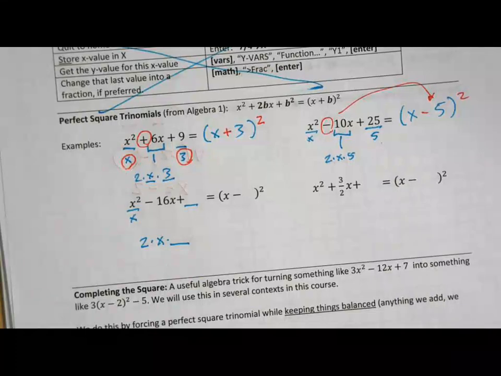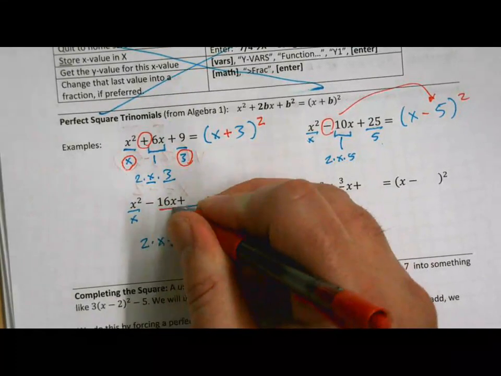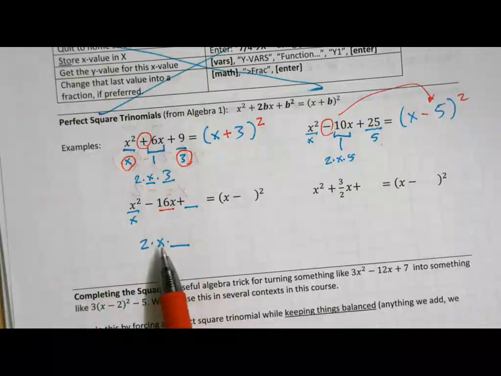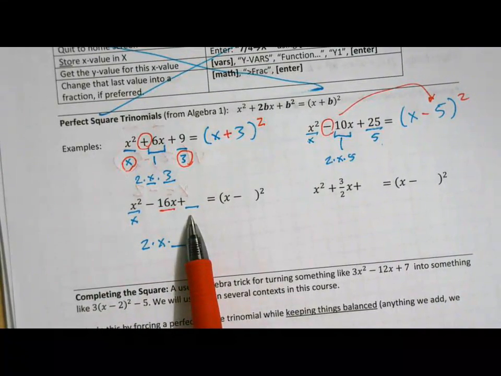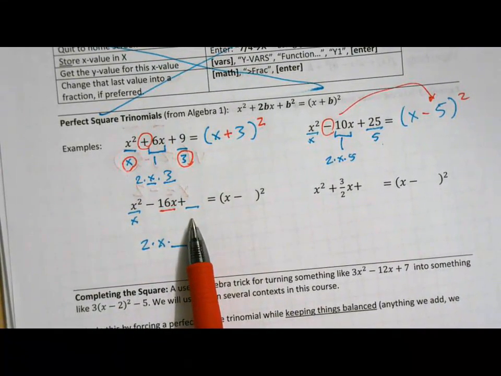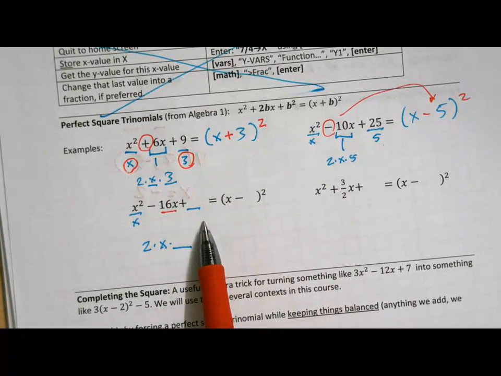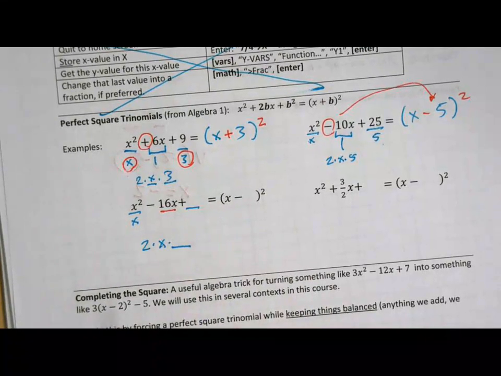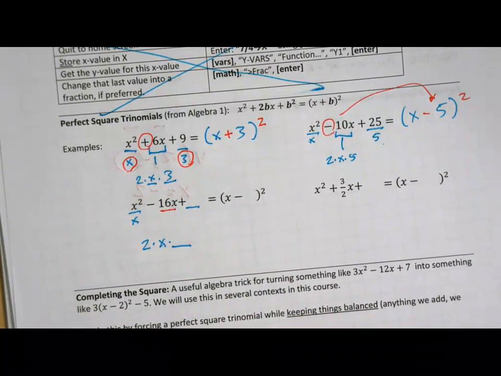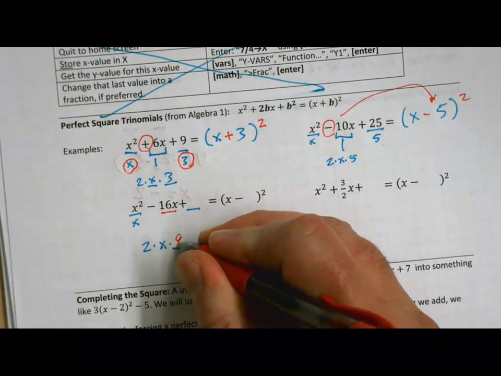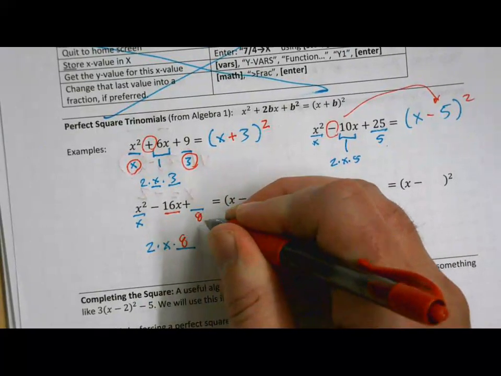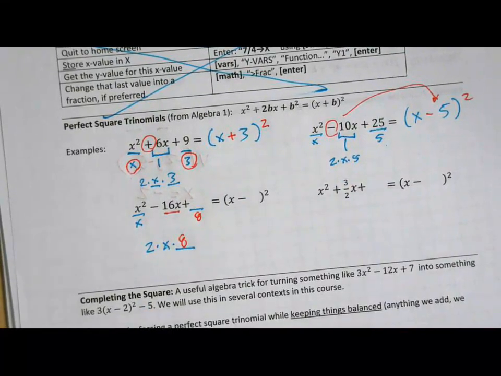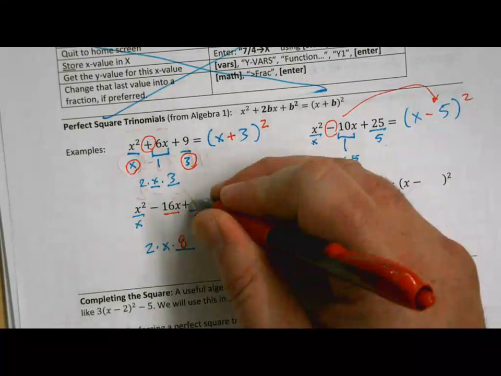So kind of think with me, if I'm trying to get this to equal 16x, what does this number need to be that I'm missing here? What's the thing I'm going to square to complete this? 2 times x times what's going to give me that 16x? Help me out. 8, yep. So that means that this thing is going to be 8 squared, which is 64.